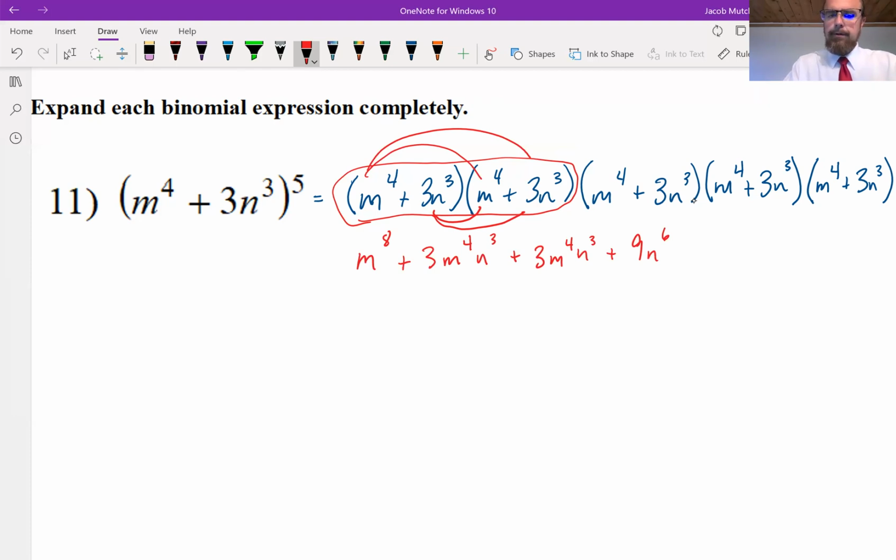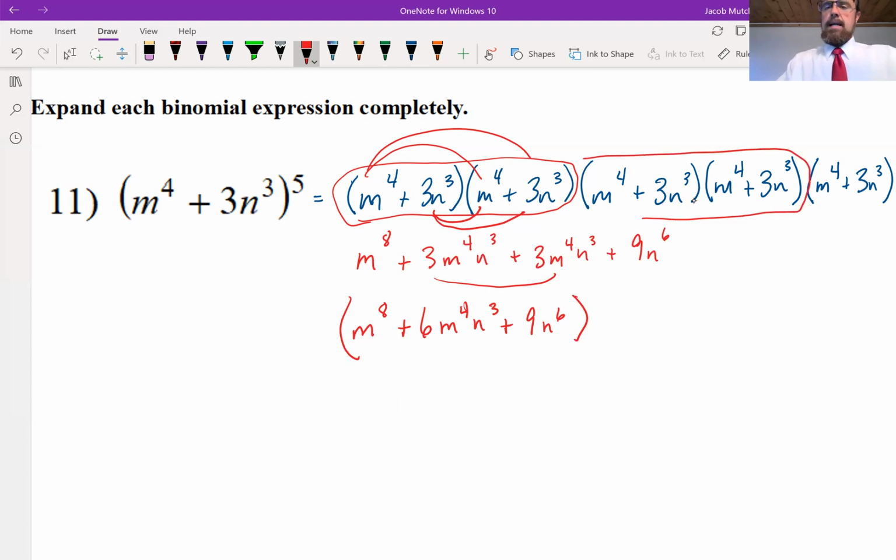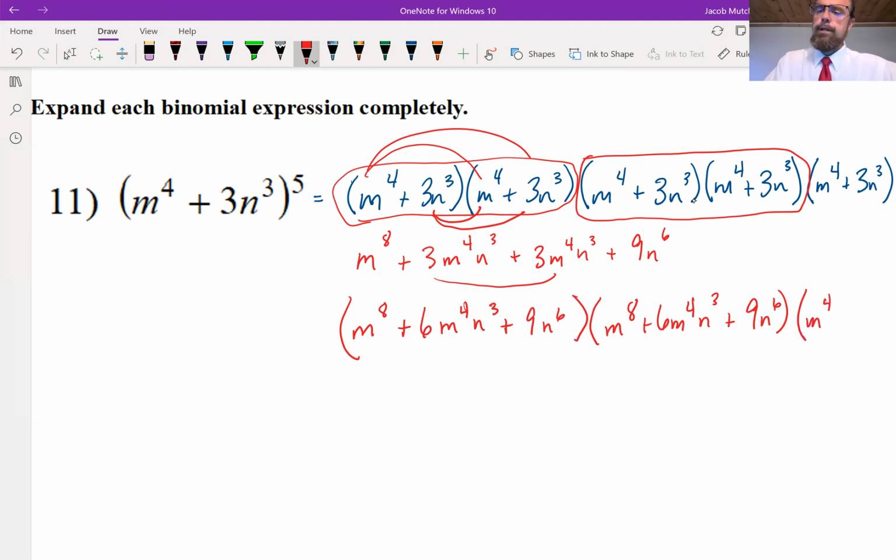Again, I want to combine my middle terms in that trinomial: m^8 plus 6m^4 n^3 plus 9n^6. So just like we did previously, I can again pair up another set of those exact same binomials. It will have the same product. So that's m^8 plus 6m^4 n^3 plus 9n^6. And I'll just import that last m^4 plus 3n^3.